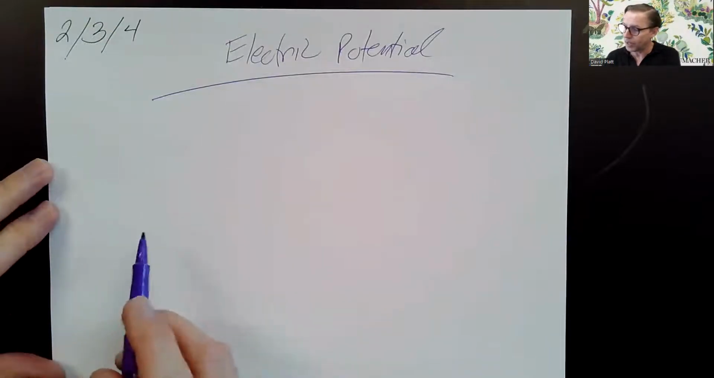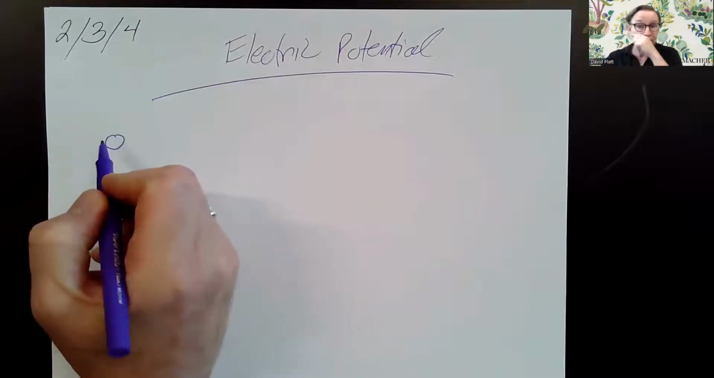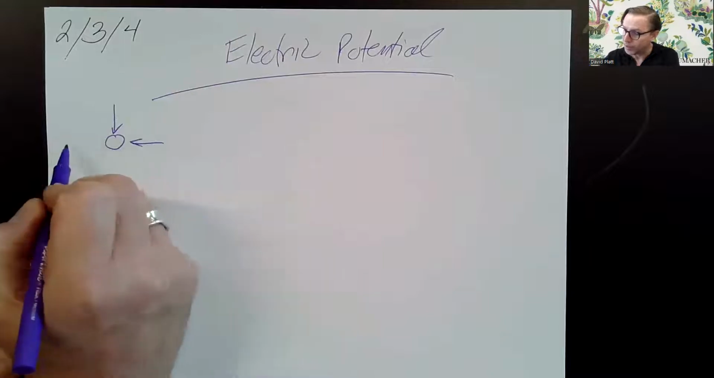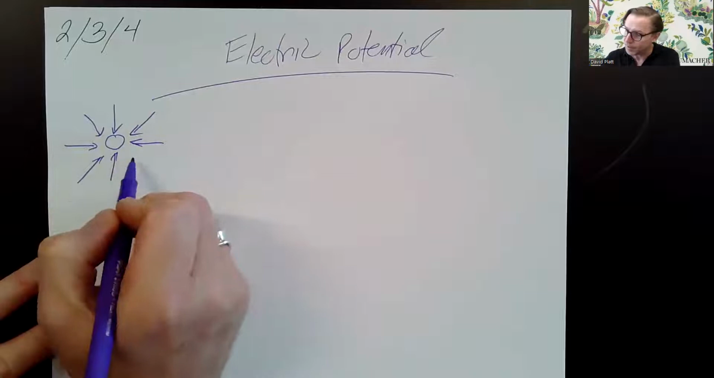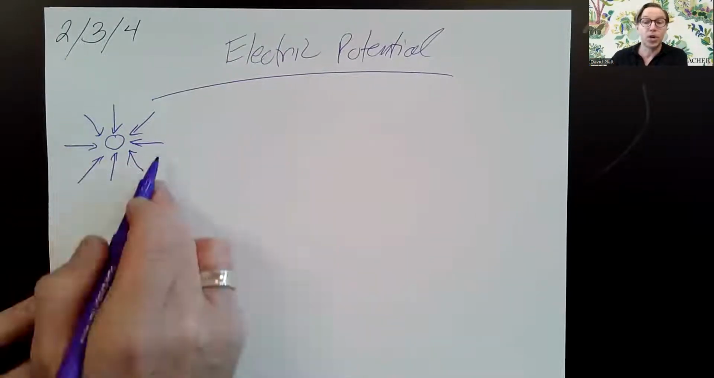So gravitational potential. On Earth, one way of thinking about Earth is looking at it from far away. And we know there's this gravitational field that points toward Earth. In other words, Earth pulls stuff down. And of course, down is toward Earth.